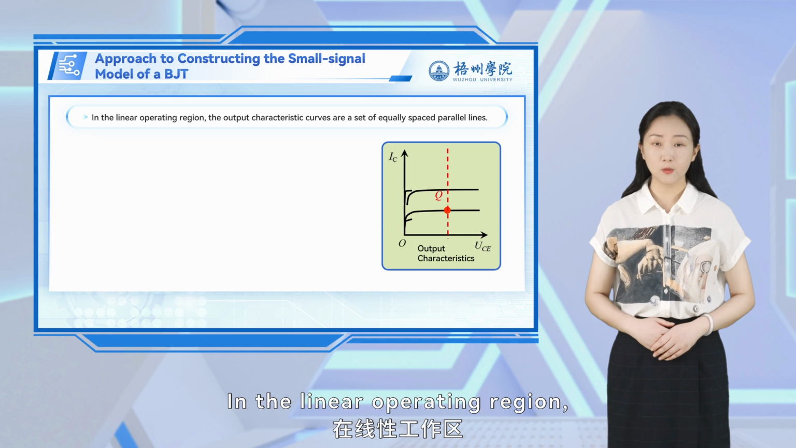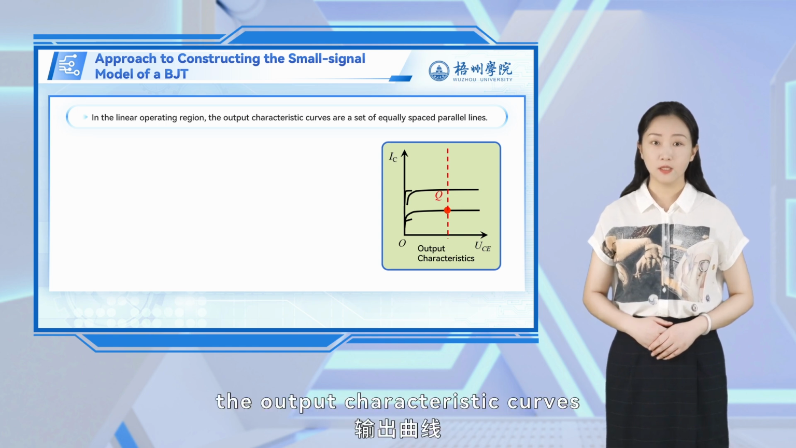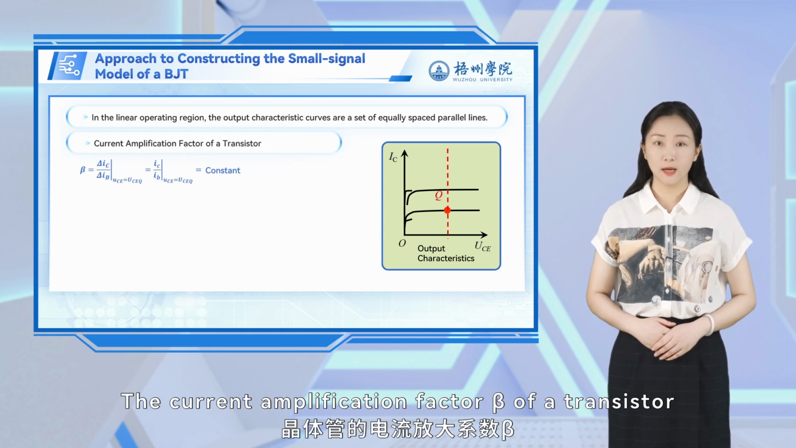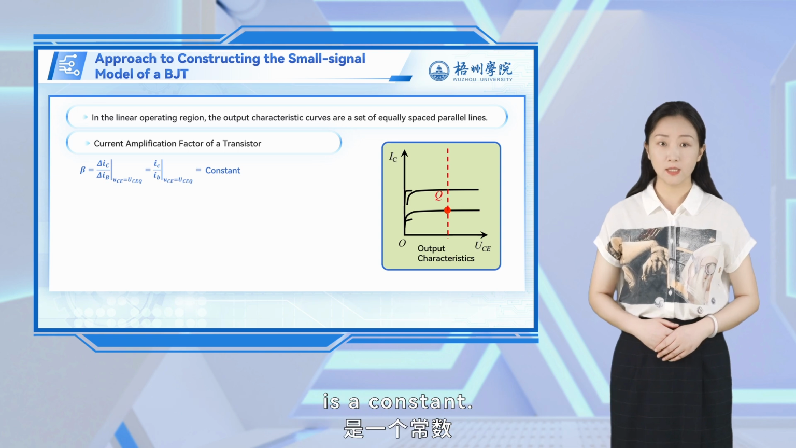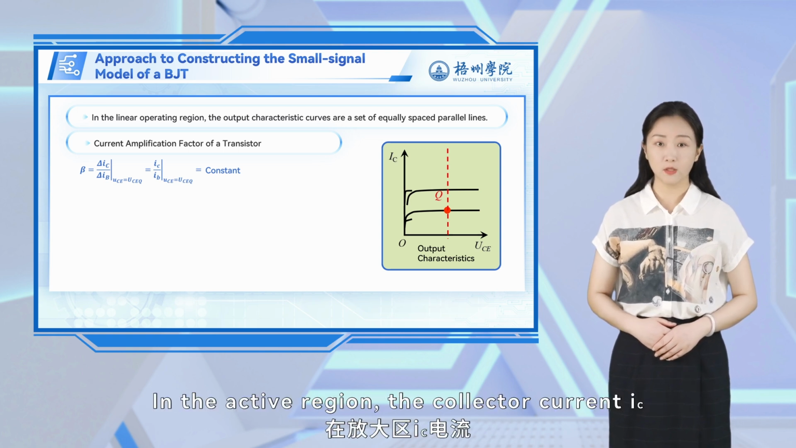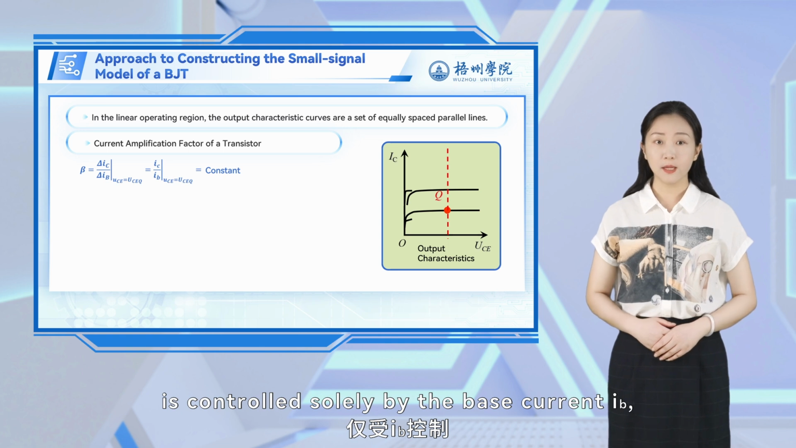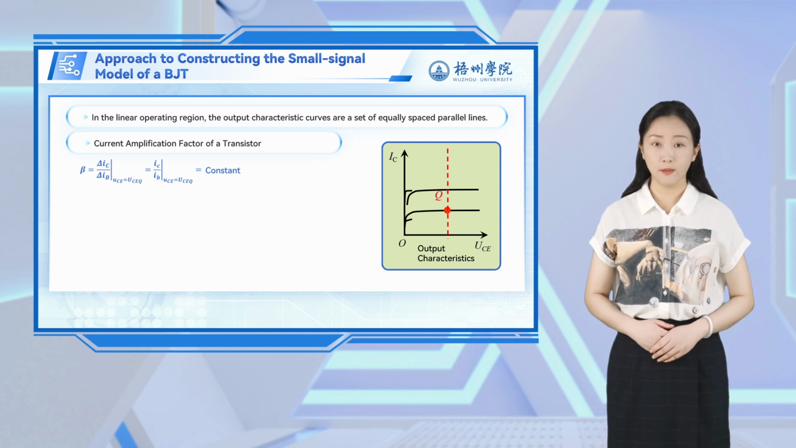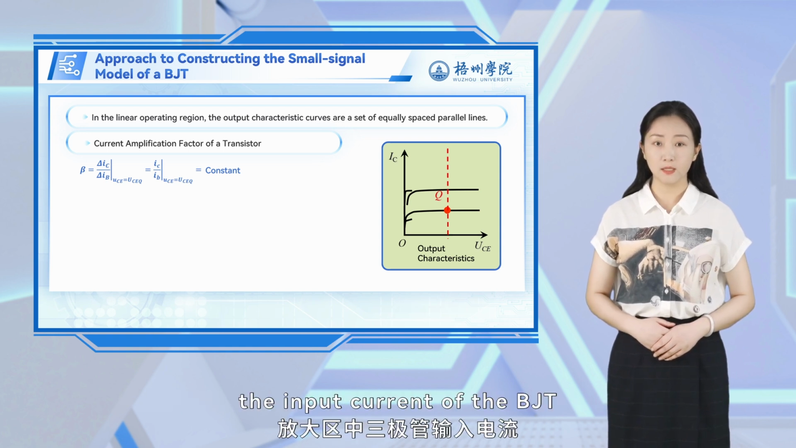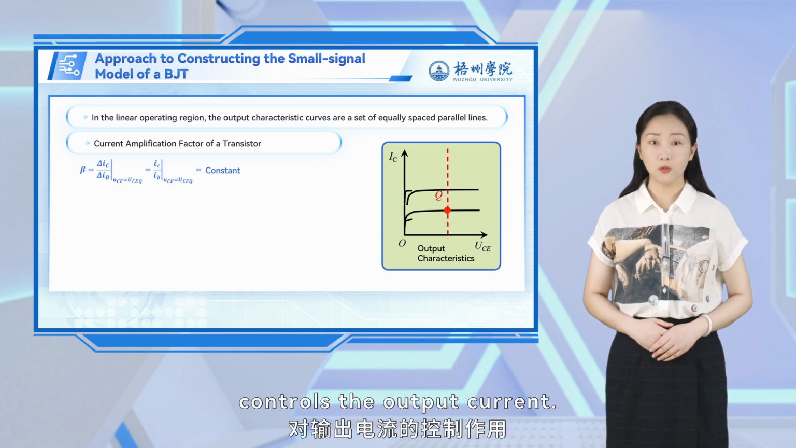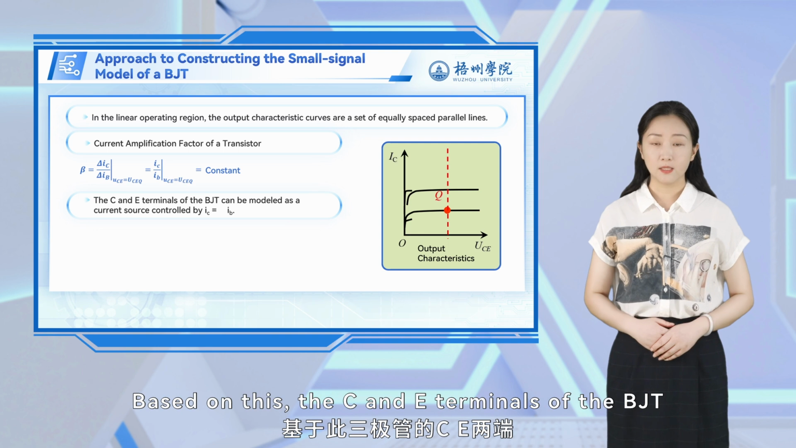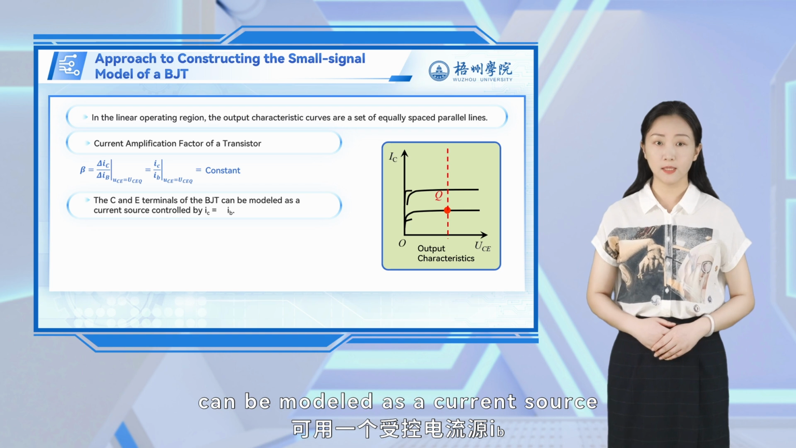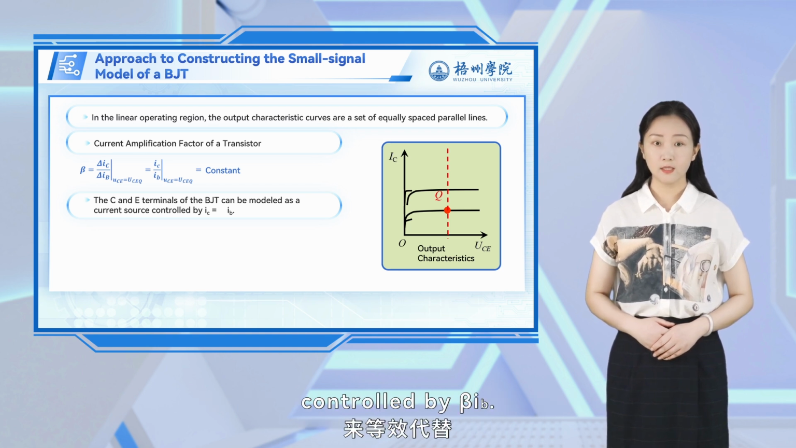In the linear operating region, the output characteristic curves are a set of equally spaced parallel lines. The current amplification factor beta of a transistor is a constant. In the active region, the collector current IC is controlled solely by the base current IB, independent of the collector emitter voltage VCE. This reflects the fact that the input current of the bipolar junction transistor controls the output current. Based on this, the C and E terminals of the bipolar junction transistor can be modeled as a current source controlled by beta times IB.